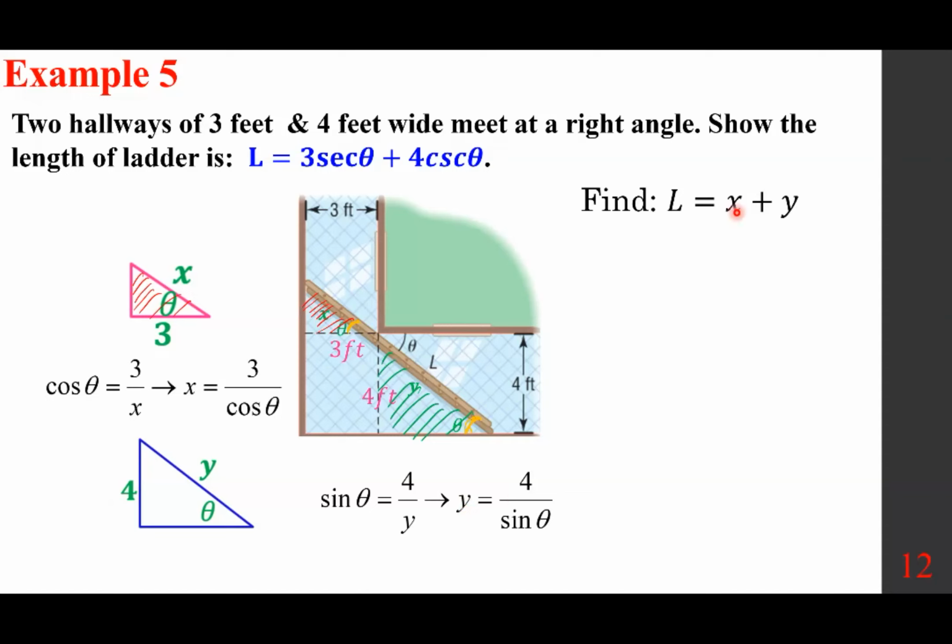So L is x plus y. So add the 2. And as you know, 3 over cosine theta is 3 secant theta. 4 over sine theta is 4 cosecant theta. And we are done.